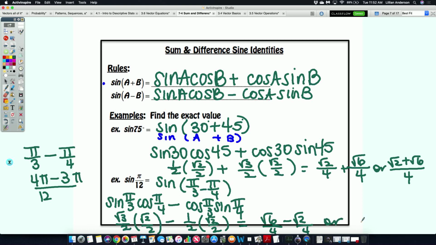Or I could write it as one fraction because they have the same denominator: square root of 6 minus the square root of 2, over 4. Questions? Pretty straightforward, right? As long as you can figure out the two angles, whether you're adding or subtracting, I give you the identity, and then, of course, the unit circle.